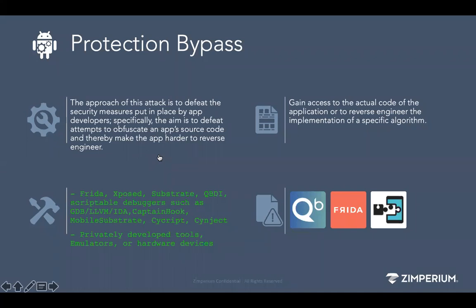They're not working on this 5-10 minutes, an hour a day. It's a full-time job because it's high-value work. Again, you'll see Frida, Xposed, Substrate, the same type of tools used in the root detection bypass. A lot of privately developed tools and emulators. An intelligent attacker can learn more about your app and develop a tool specifically for you.